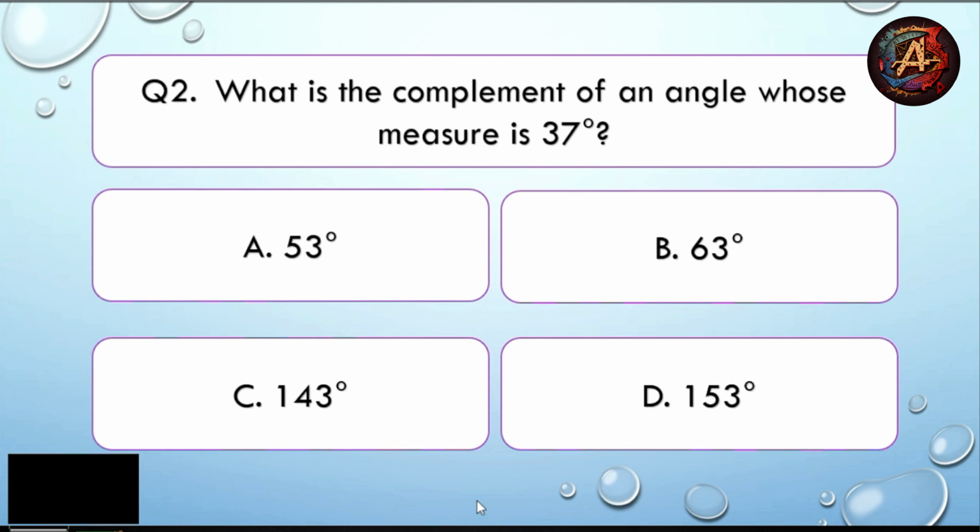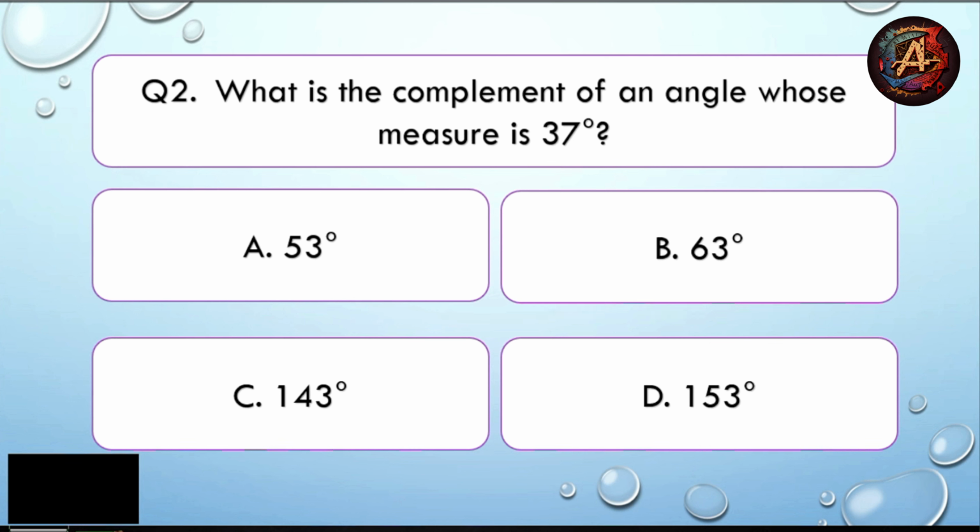Question number 2. What is the complement of an angle whose measure is 37 degrees? Is it A, 53 degrees, B, 63 degrees, C, 143 degrees, or letter D, 153 degrees? I'll give you 5 seconds. So math learners, in order for us to know the answer for this question, we should first know the definition or the meaning of the word complement.